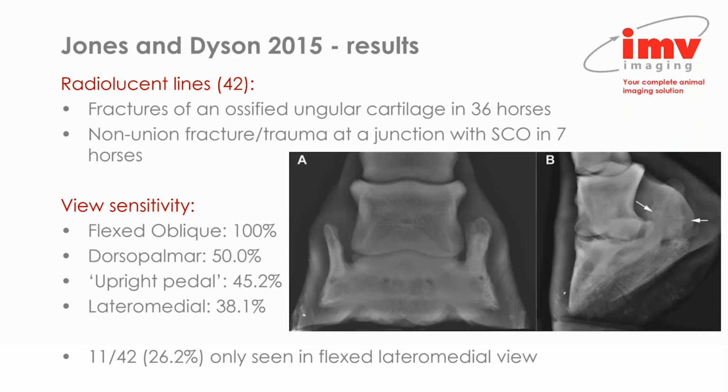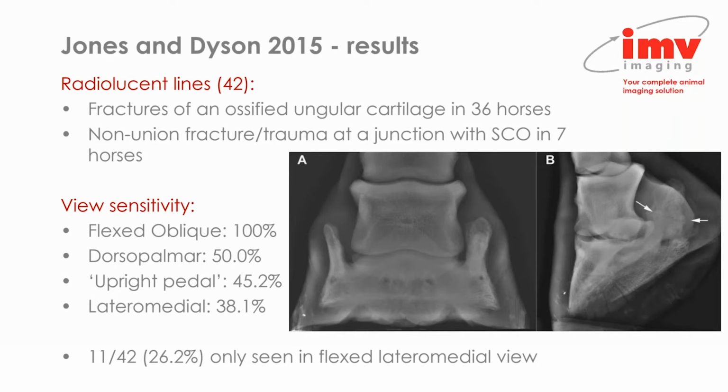So the sensitivity for identifying fractures in the flexed oblique view was 100%. In a dorsal palmar view, that went down quite drastically to only 50%. Similarly, in an upright pedal, just over 45%, and in lateral medial views, only 38% of fractures could be identified.